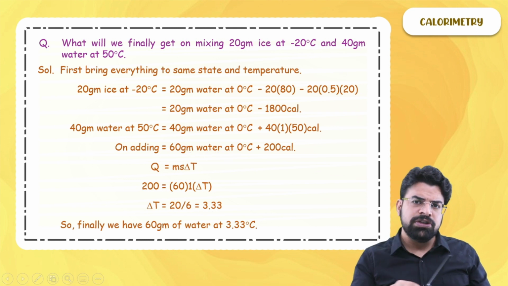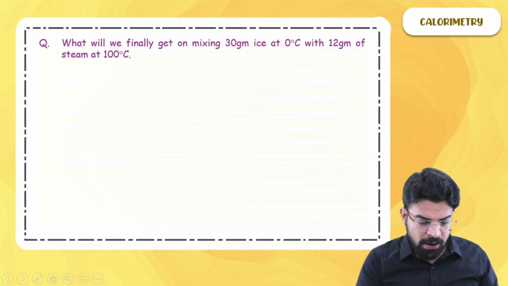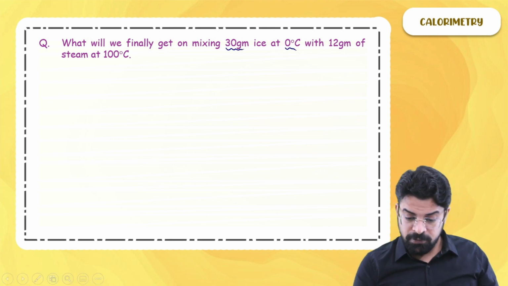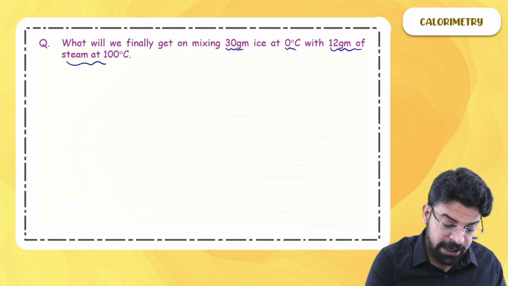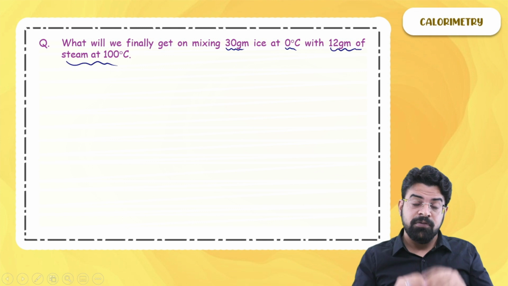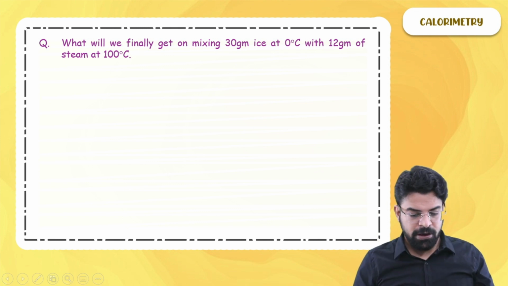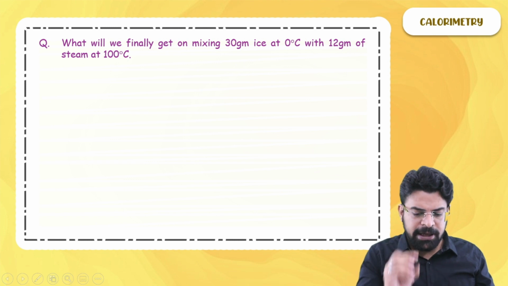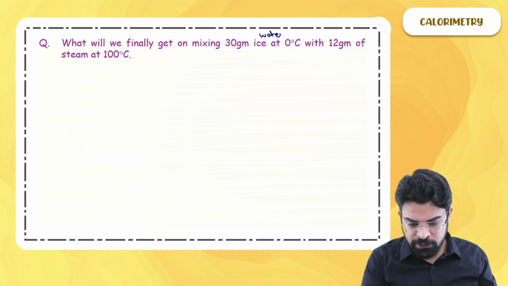Let's do one more question on the phase transformation. What will you finally get on mixing 30 gram of ice at 0 with 12 gram of steam at 100? So 30 gram of ice at 0 and 12 gram of steam at 100. What will you finally get? So see, first of all, bring everything to the same state and temperature. I am bringing everything to water at 0 degree centigrade.